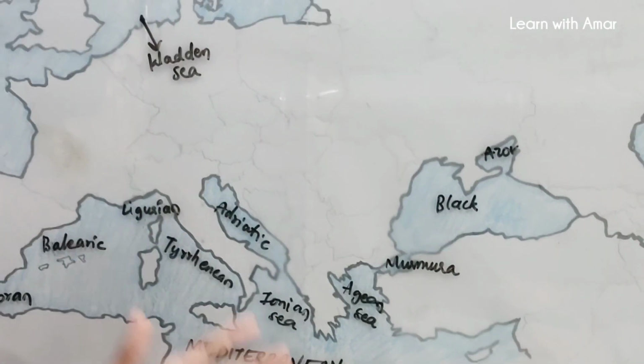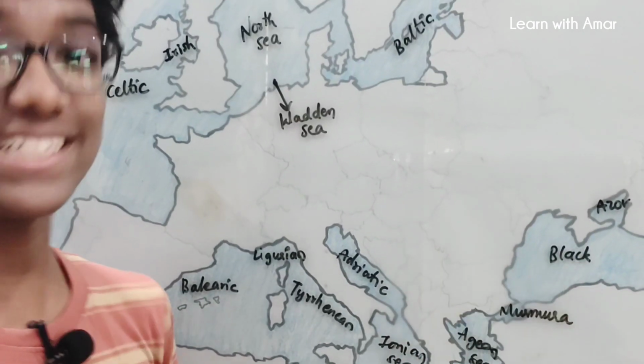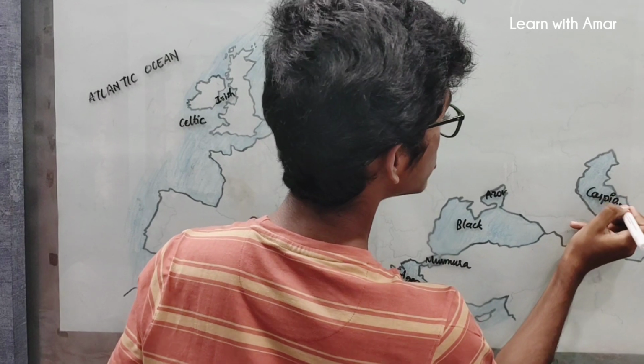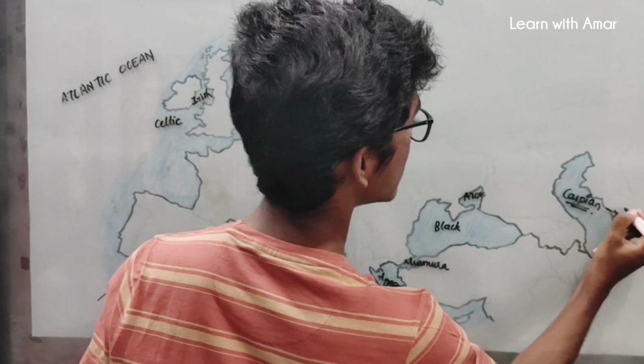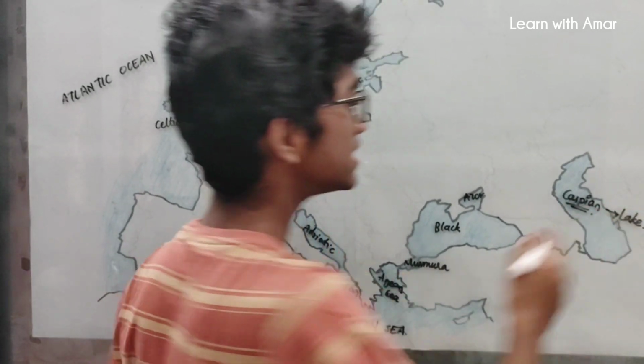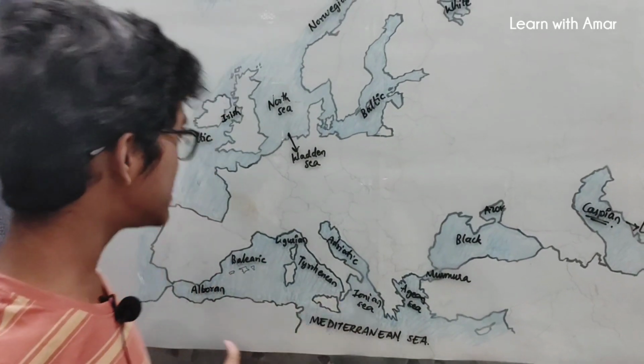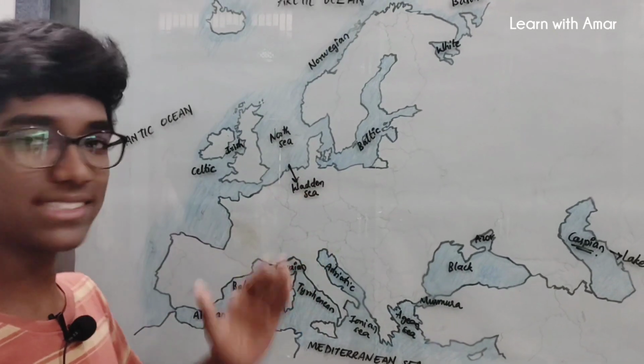Most of us think that the Caspian Sea is also a sea. Basically, the Caspian Sea is not a sea, it is a lake. It is the largest salt water lake in the world. So, these are the important major seas in Europe.